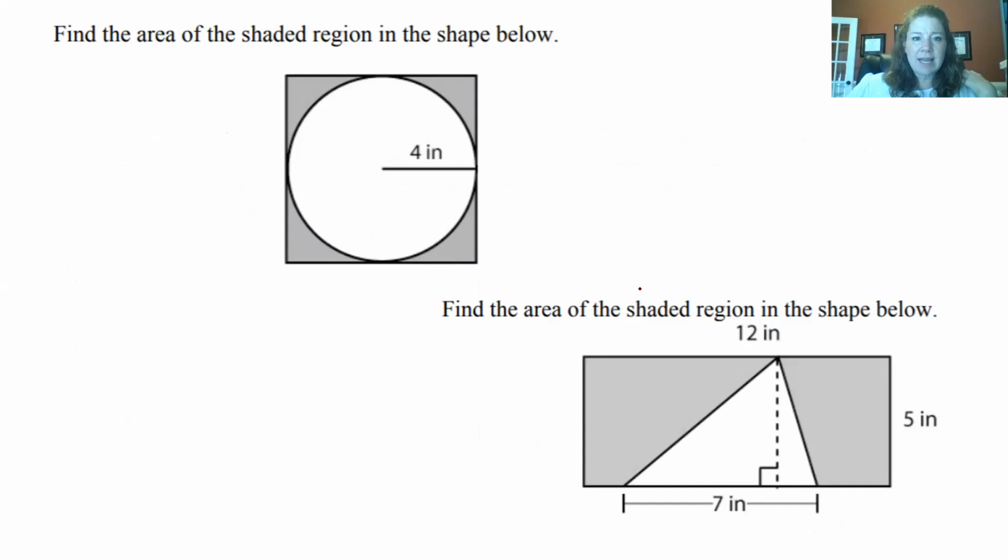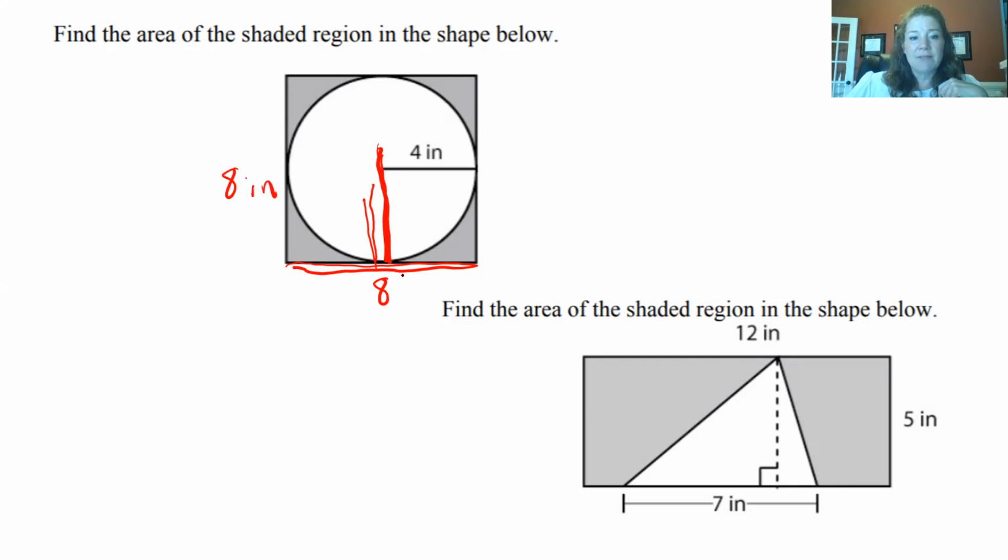So first of all, let's look at the top figure. We're going to assume that this is a square, so the outside of this figure is a square. We have to find the area of the square, and then subtract from that the area of the circle. How do we figure out the length of our square? It seems that this is half of our length. So if half of our length is 4, that means each side of our square has to be 8 inches.